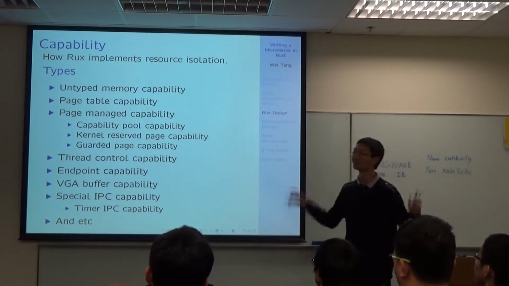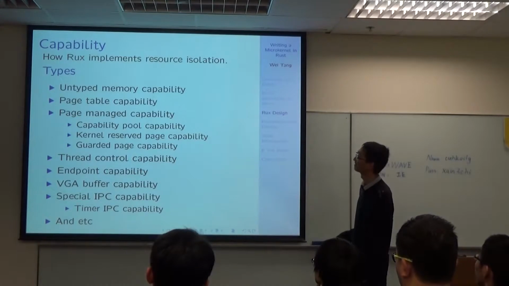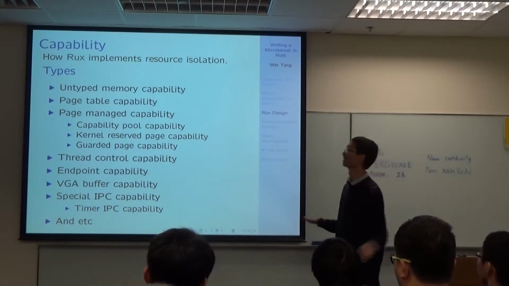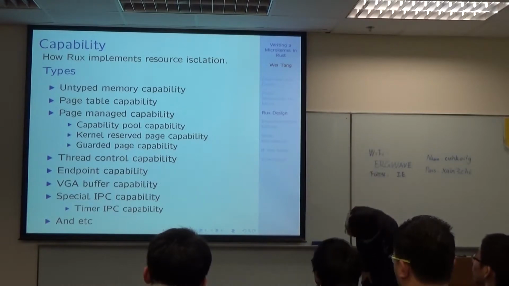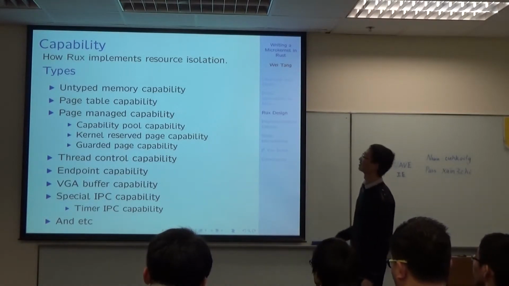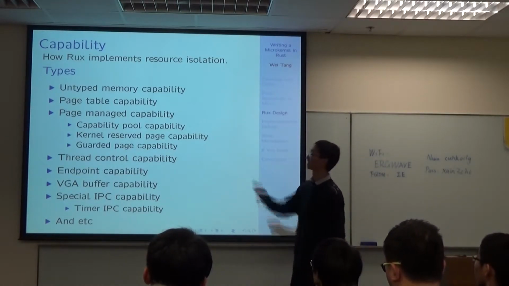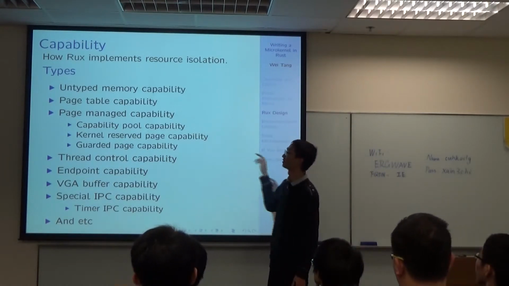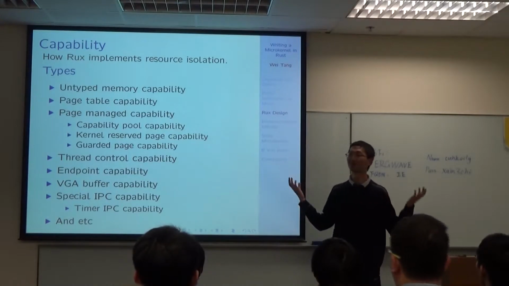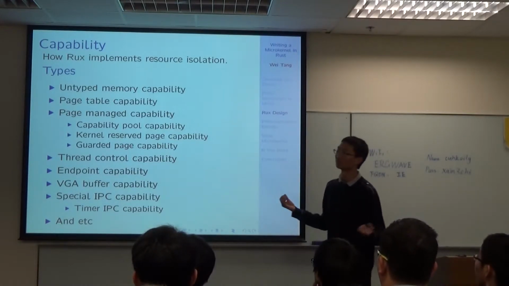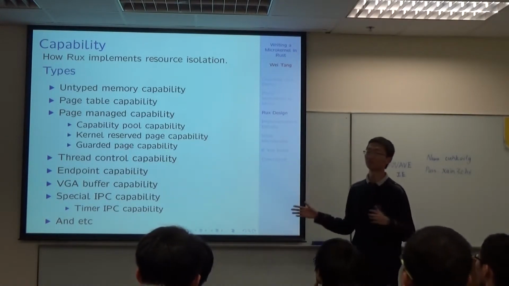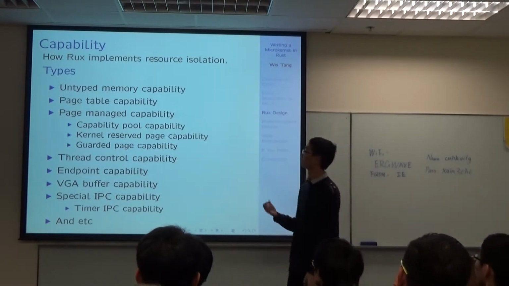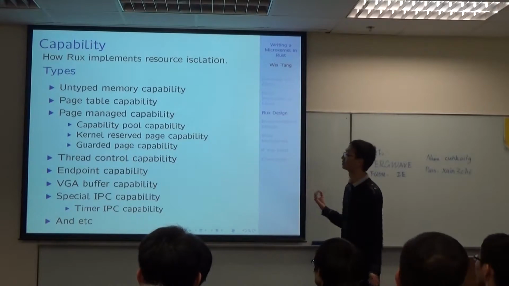One way the Alpha family of kernels, including Rust and IC Alpha, achieve this is through a thing called capability. There is a lot of research about this, and they basically say if you design a microkernel, go capability. So you see there are a lot of different types of capabilities which I will introduce later. The untyped memory capability, which represents free memory, and the page table capability, I will introduce later when talking about virtual memory. So we need a page table, and also a page managed capability.